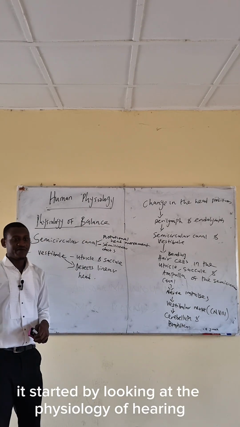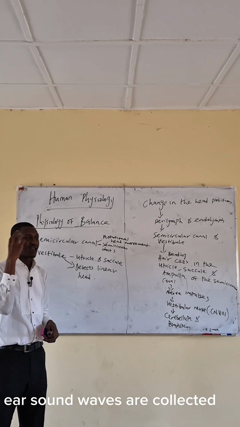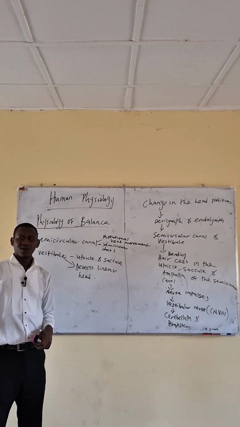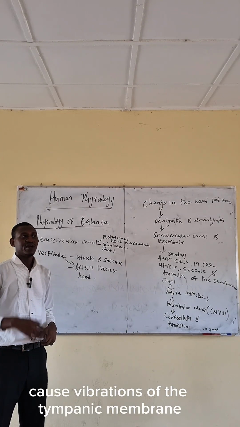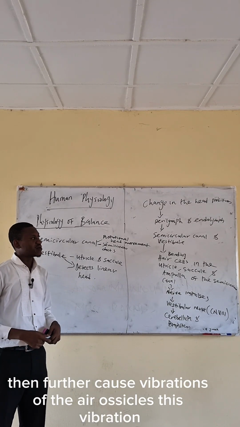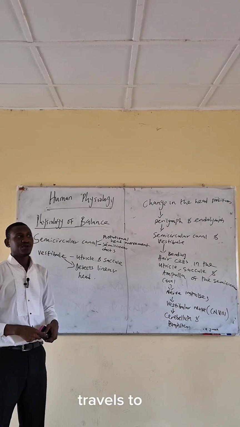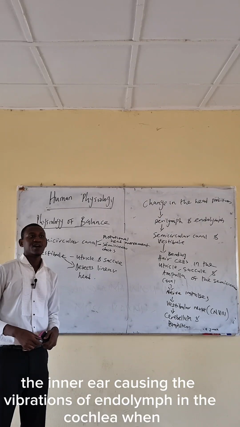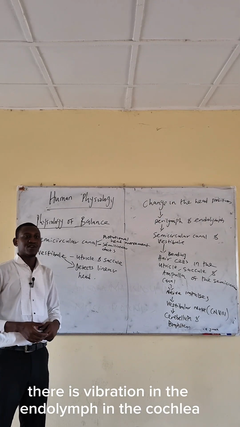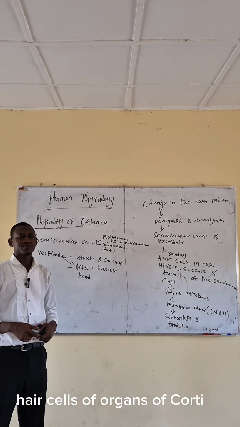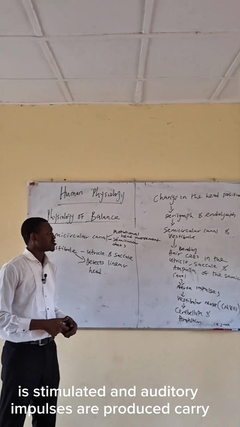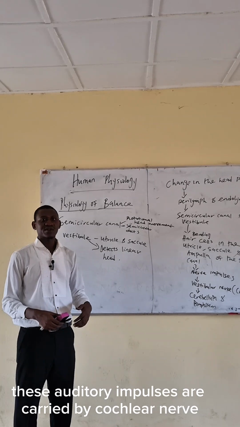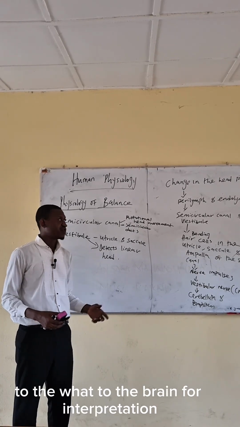We started by looking at the physiology of hearing, where sound waves are collected by the auricle, travel through the auditory meatus, cause vibrations of the tympanic membrane, then further cause vibrations of the ear ossicles. This vibration travels to the inner ear, causing the vibrations of endolymph in the cochlea. When there's vibration in the endolymph in the cochlea, hair cells of the organ of Corti are stimulated and auditory impulses are produced. These auditory impulses are carried by cochlear nerve to the what? To the brain for interpretation.